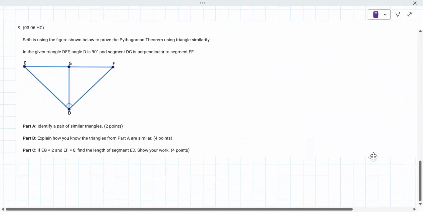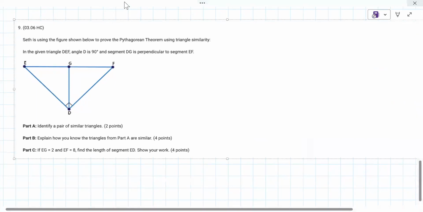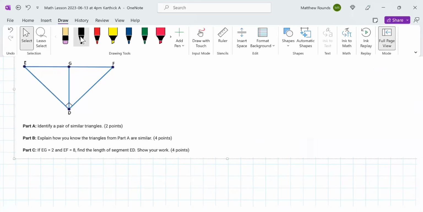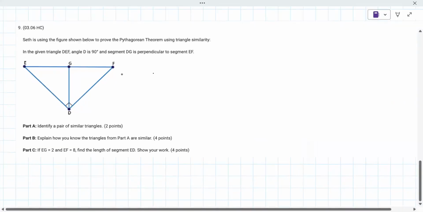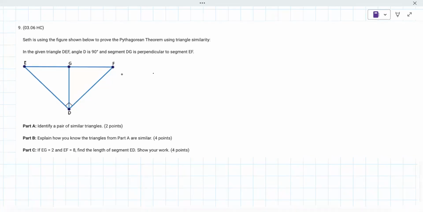All right. So Seth is using the figure down below to prove the Pythagorean theorem using triangle similarity. Okay, that's nice. The given triangle DEF, angle D, sorry, is 90. Segment DG is perpendicular to segment EF. Identify a pair of similar triangles. All right.